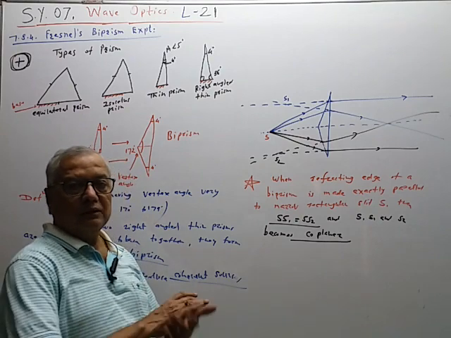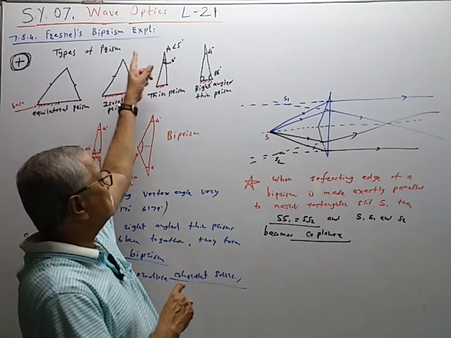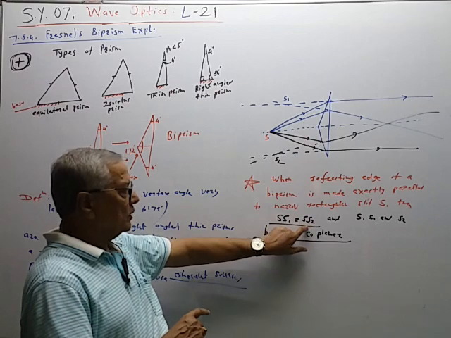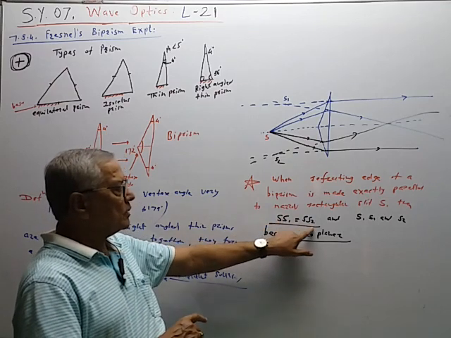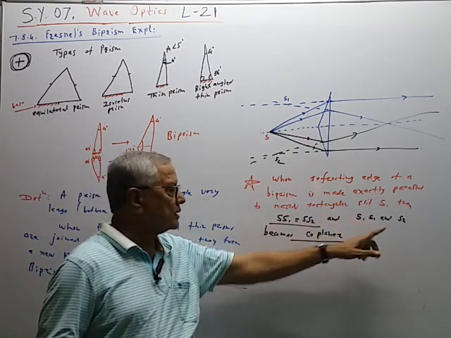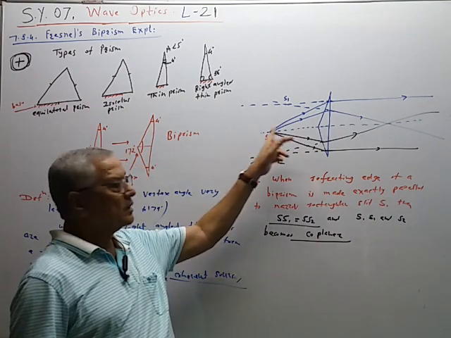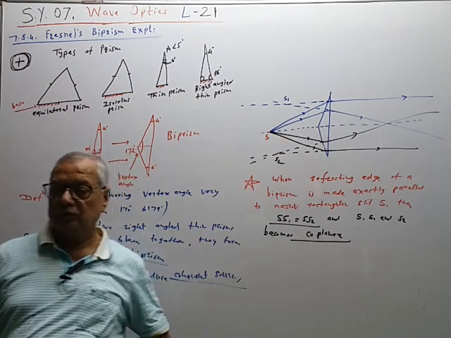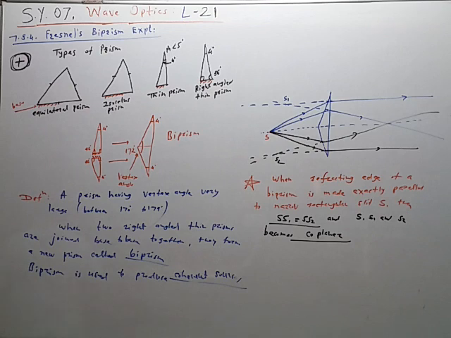So we have to draw the ray diagram of the Fresnel biprism experiment according to this condition. In that case, SS1 will be equal to SS2 and S1 and S2 are coplanar. In this figure, they are not coplanar. So we draw the ray diagram of the Fresnel biprism experiment so as to satisfy these conditions, like this.